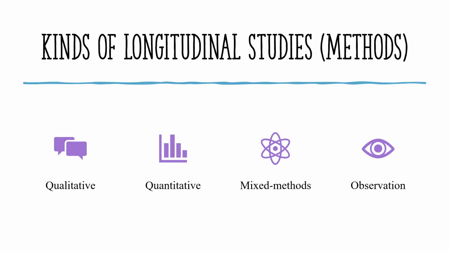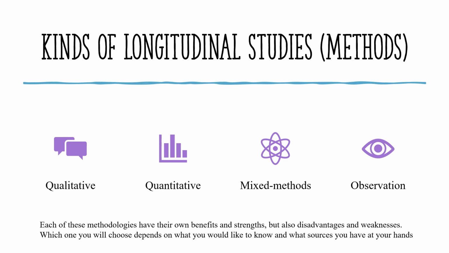There are different kinds of longitudinal studies and different kinds of methods or methodologies that you can employ. So you can go for a qualitative study, quantitative study, mixed method study, or you can do observations. Each of these methods has its own benefits and strengths, but also disadvantages and weaknesses. Which one you will choose really depends on what you would like to know, but also on the sources that you have at your hands.